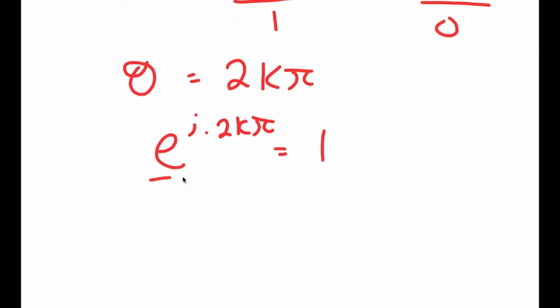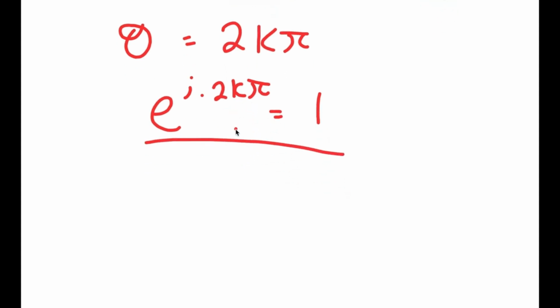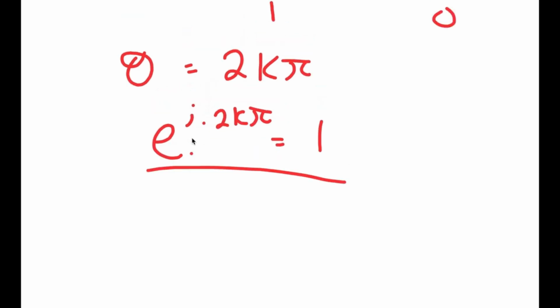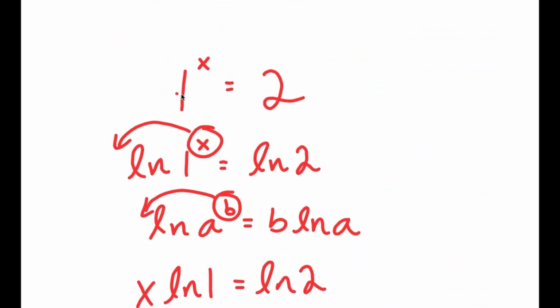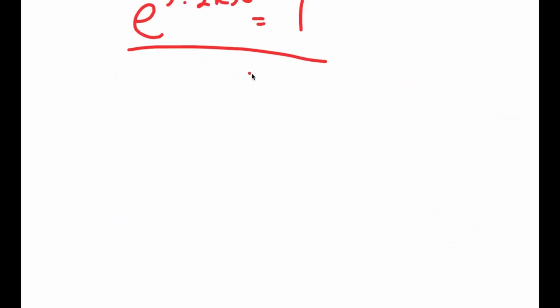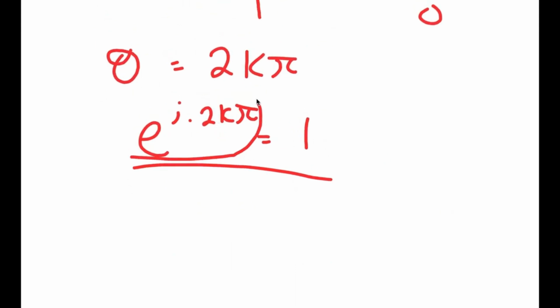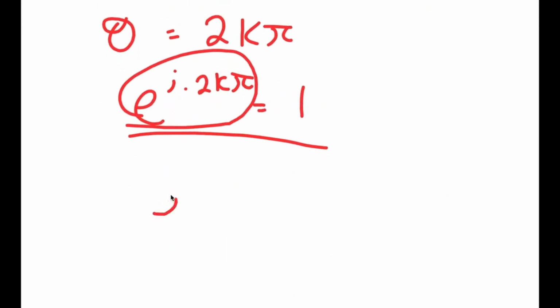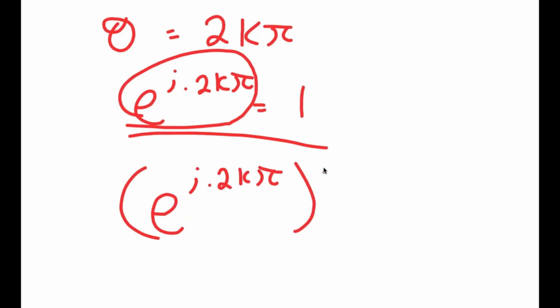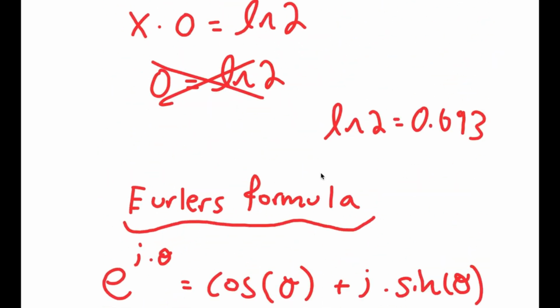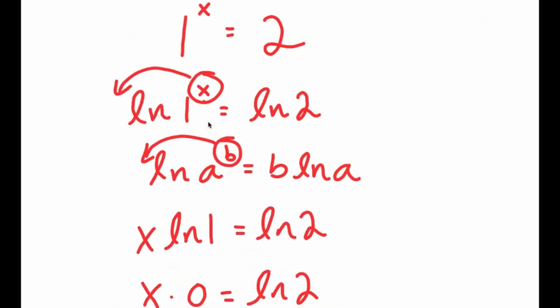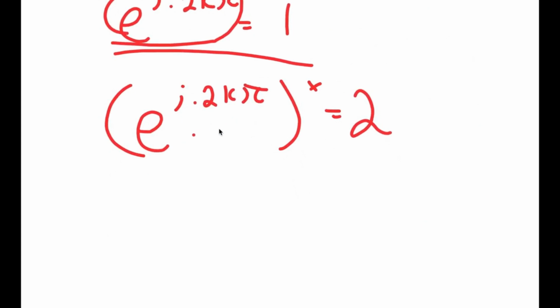So, because this statement is true, then doesn't this mean that our original equation, 1 to the power of x equals 2, and this 1, this number right here is equal to 1. So we can say that e to the power of i times 2k pi to the power of x is equal to 2. All I did was substitute in that for 1. Now, if we solve for this, we should get our variable x.